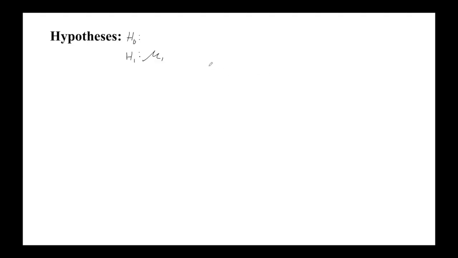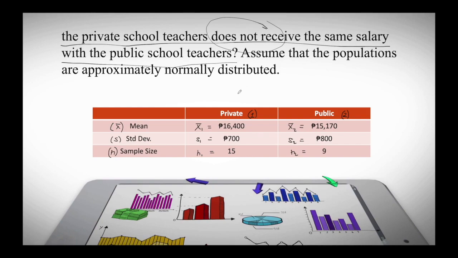So, mu sub 1 is the population of our private school teachers, which is the first group, and the second group is the public school teachers. Mu sub 1 is not equal to mu sub 2. This will be our claim, based on the last part of our problem. I hope you get it.